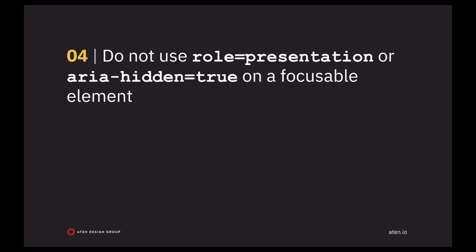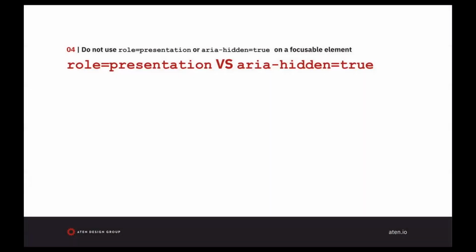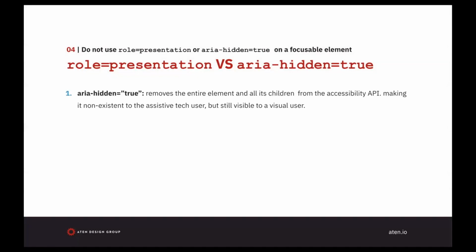So what is role presentation versus ARIA hidden true? Well, ARIA hidden true removes the entire element and all of its children from the accessibility API, making it non-existent to the assistive tech user, but it's still visible to a visual user. It's just hiding it from the screen reader.